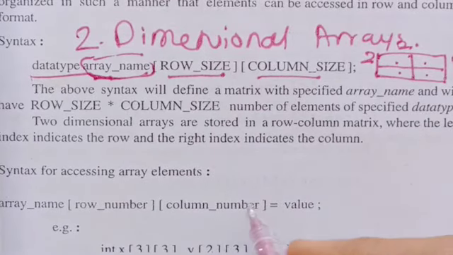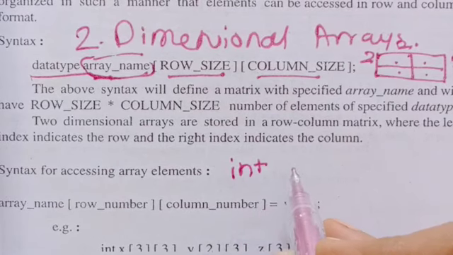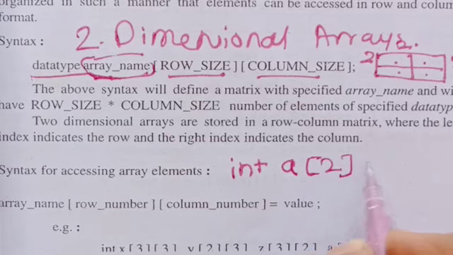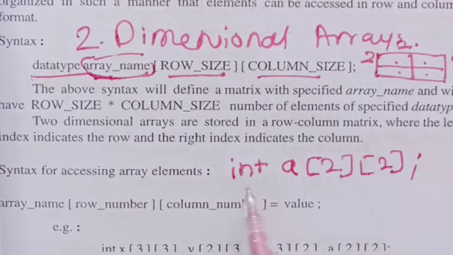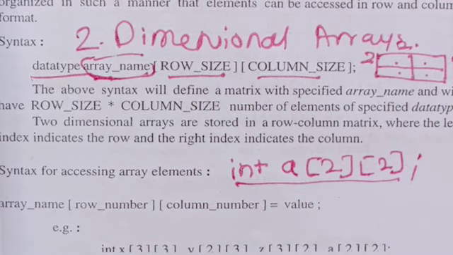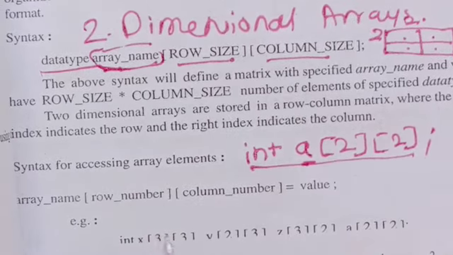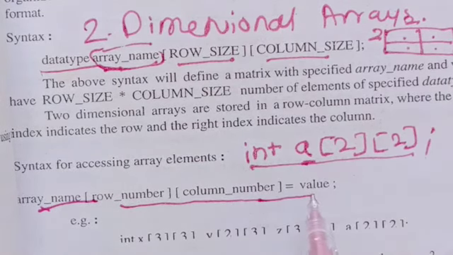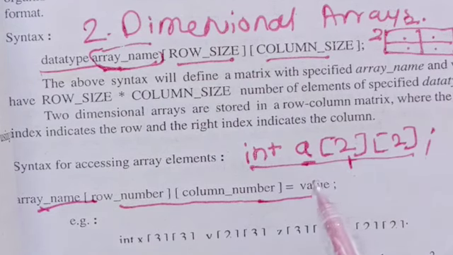Now we'll see an example for the same. Suppose we are taking an array of type integer, named A, with 2 rows and 2 columns. So this is the example of declaring a two-dimensional array of type integer which has the name A. Now how to access a specific value at a specific index? This is called the index of the array.